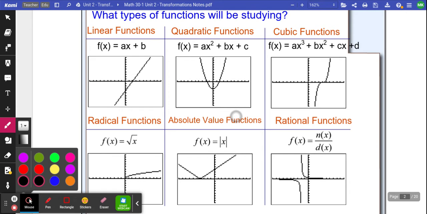Yeah. Types of functions. So these are types of functions we've seen: linear functions. That means it just makes a straight line.